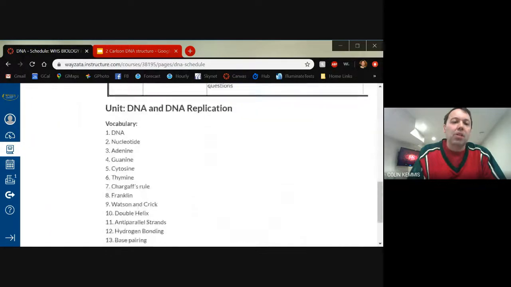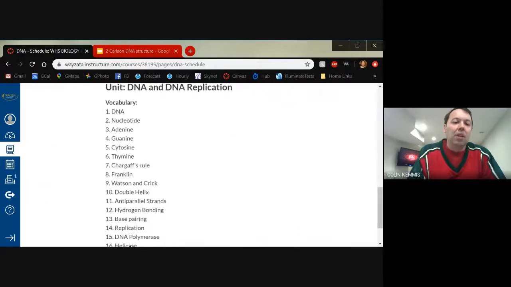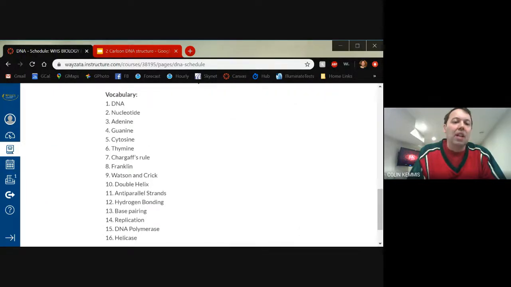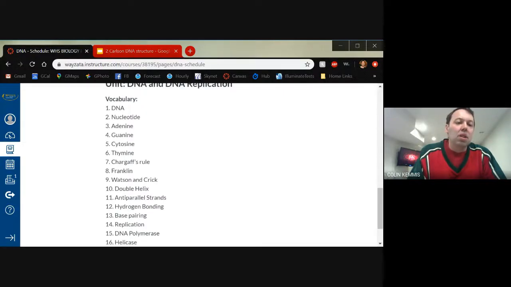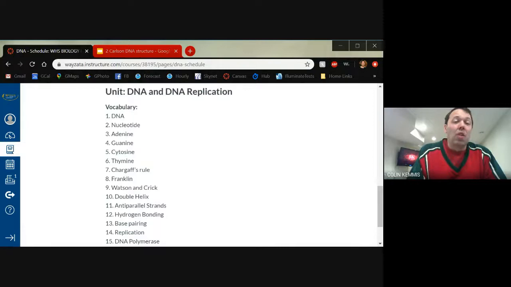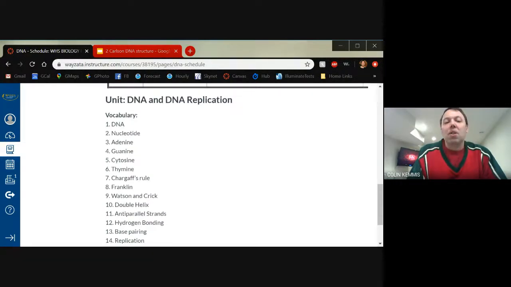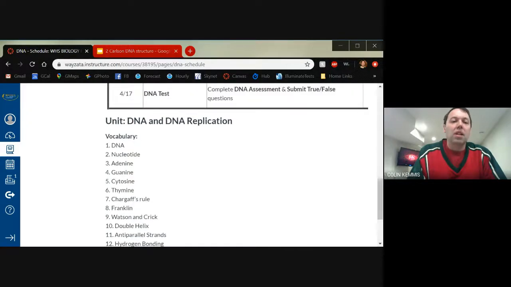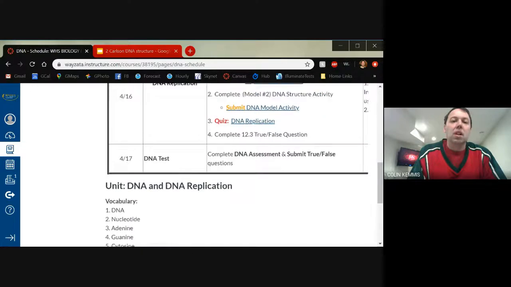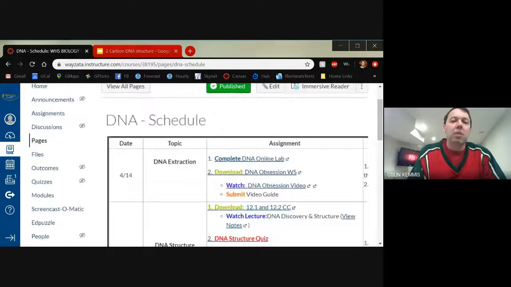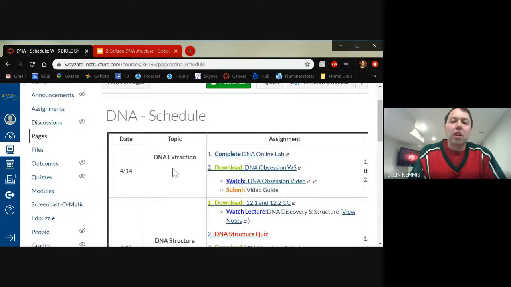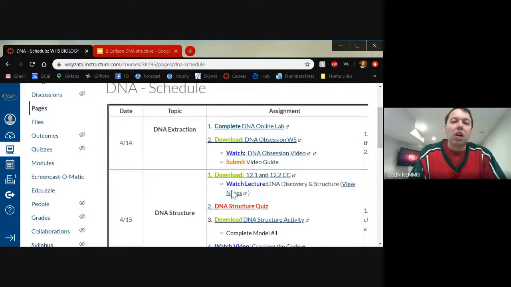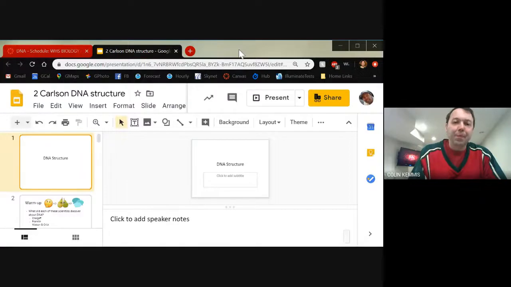Also at the bottom of this schedule, you'll see the unit vocabulary. I'm going to go through almost all of these today, probably 1 through 13. So there's a lot of vocabulary today, and you're not expected to have these all down, but you should at least be introduced and start using them in your vocabulary, worksheets, drawings, and everything about DNA. So have that in mind. I'm going to come back to that. The other one too, if you click on view notes right here for DNA structure, it says watch lecture. That's where you're in now. If you click on view notes, then you can come back and look at the notes at any time.